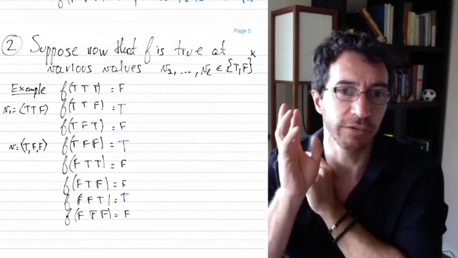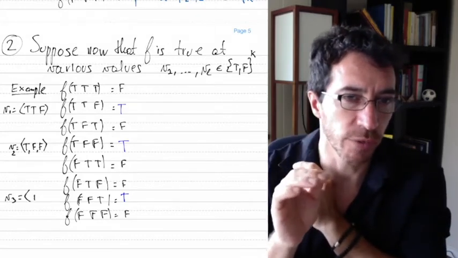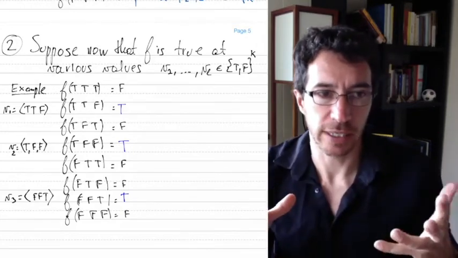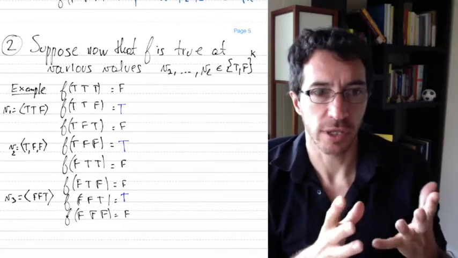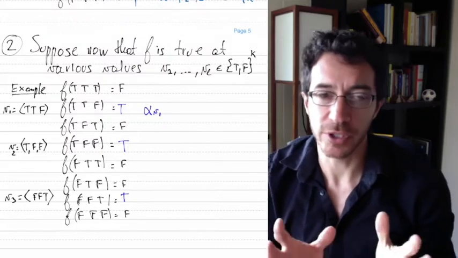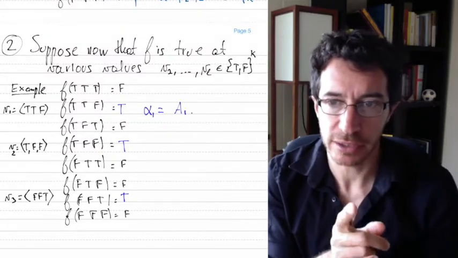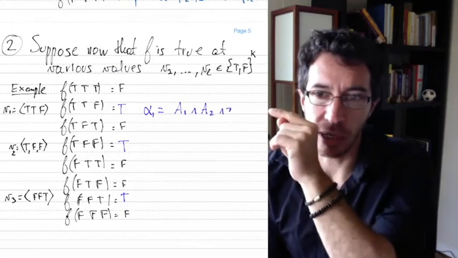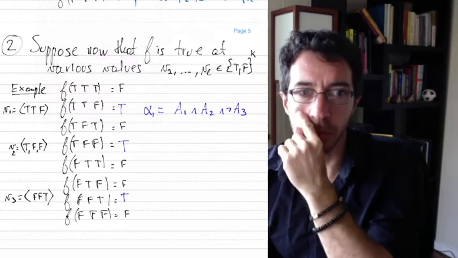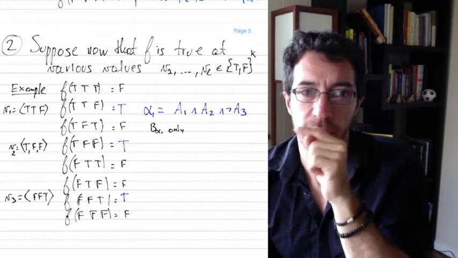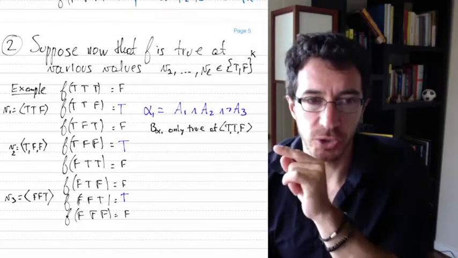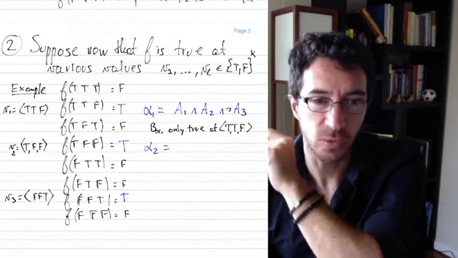Okay, so now let's suppose we have three values, v1, v2, and v3. So l equals 3. Those are the three places where it's true. The formula is false elsewhere. What do you think our alpha should be? That's something that is true exactly at those three places. Well, we know what to do when it was true in only one place. We can write alpha 1 equals a1 and a2 and not a3. It's only true when a1 and a2 are true and a3 is false. Right, so alpha 1 is only true at TTF, at exactly v1.